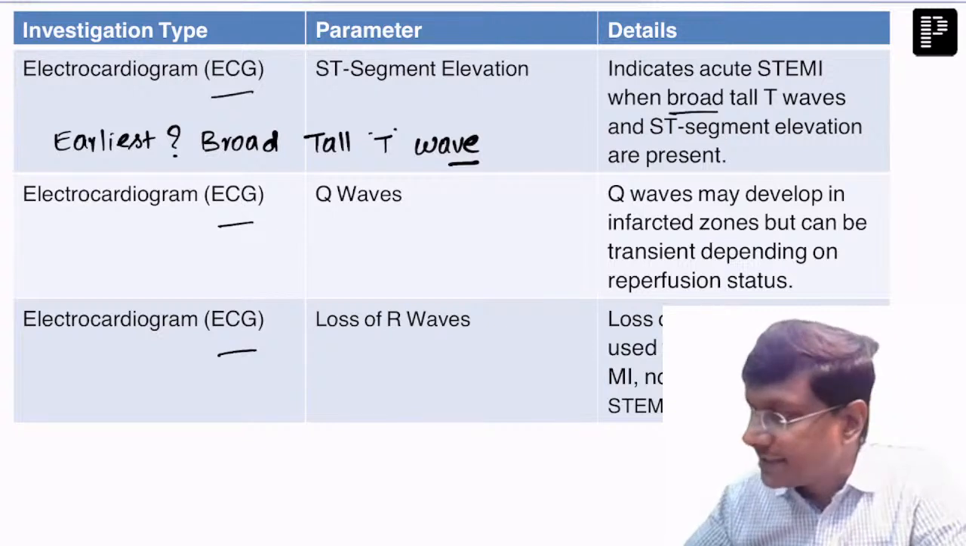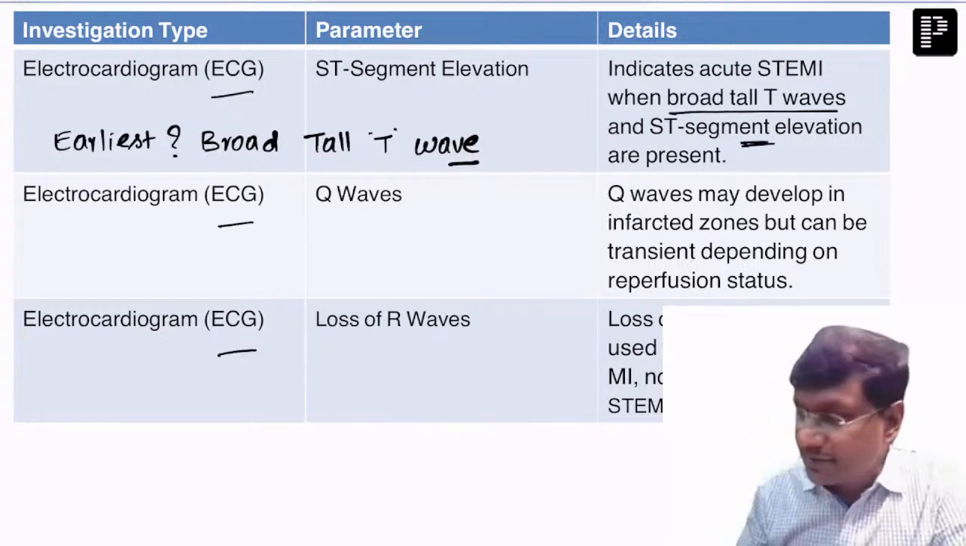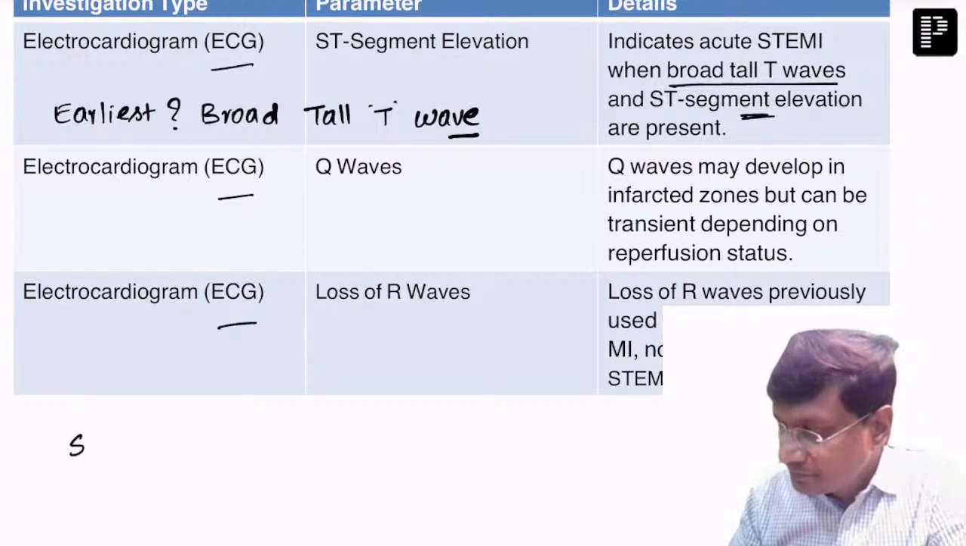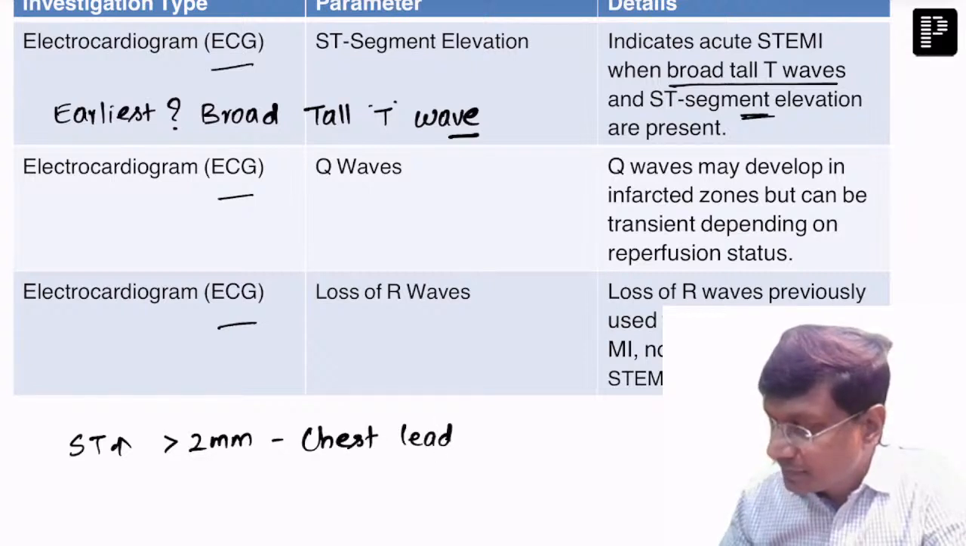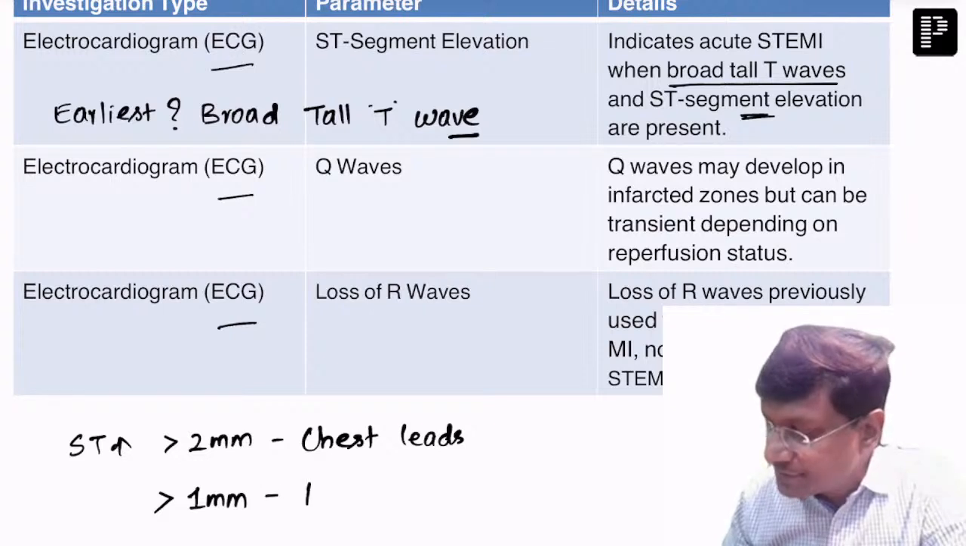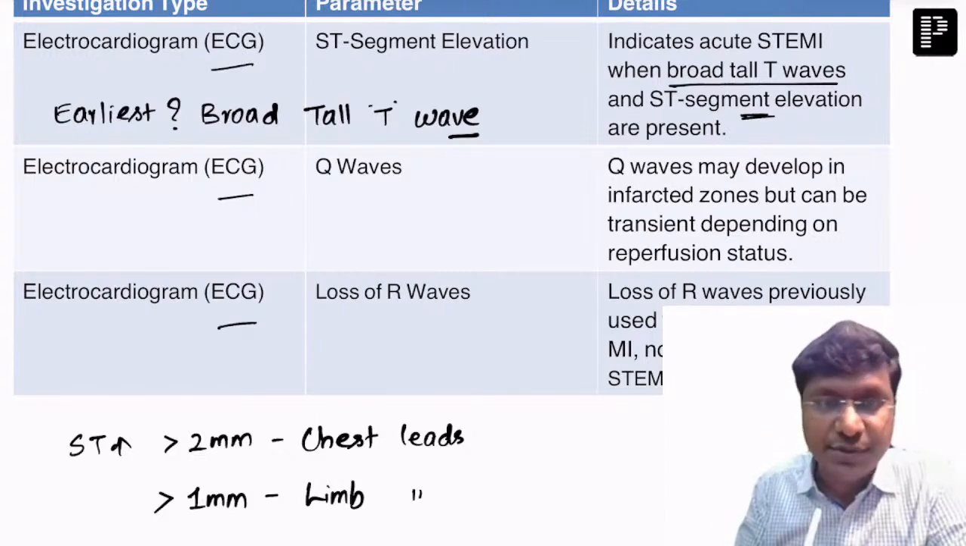Then followed by that, you will have the ST segment elevation. And this ST segment elevation should be more than 2 mm in the chest leads, or it should be more than 1 mm in the limb leads. And it should be in 2 contiguous leads. Minimum, it should be in 2 contiguous leads.